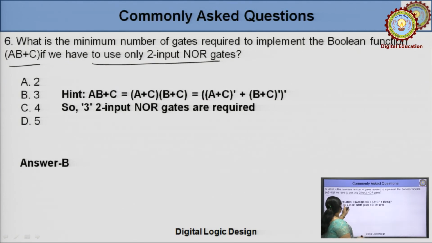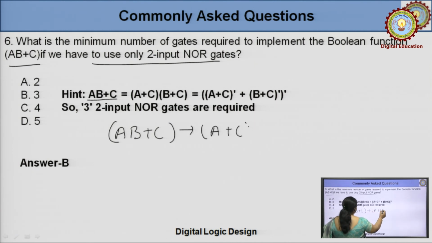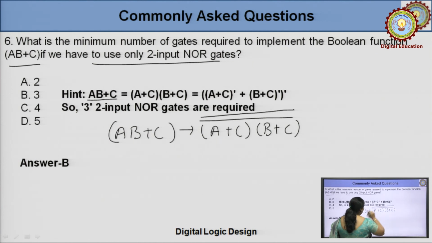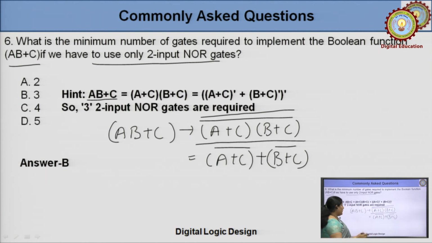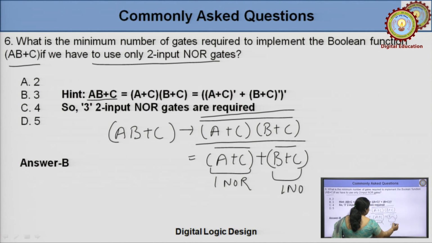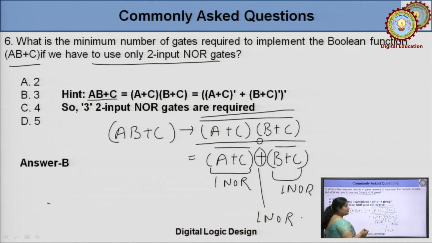Now, AB plus C. There is a hint: by the boolean laws, I can write AB plus C as (A plus C) and (B plus C). Now do the double inversion on this term, then it will become ((A plus C) bar plus (B plus C) bar) bar. Now what is this? This is one NOR gate, and this is also one NOR gate, and then this is also one NOR gate. So how many NOR gates are used? Total NOR gates are 3. So the correct answer is B.